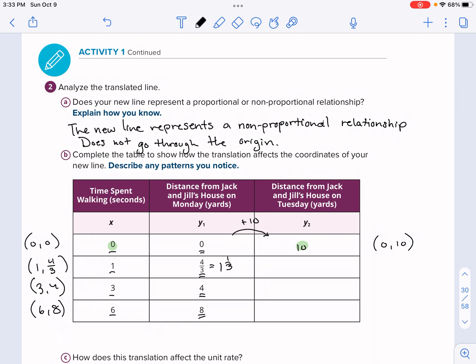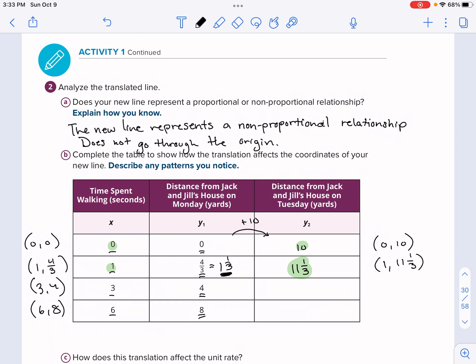All right, let's use our next one, which is 4/3 or 1 1/3. Increase that by 10. So 1 1/3, well, let's add the 1 and the 10. That's 11. So this is 11 1/3. So that gives us a point, right? If we use the x and the y, that is 1 comma 11 1/3.